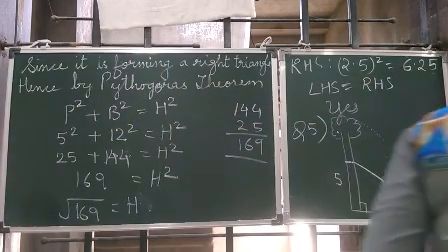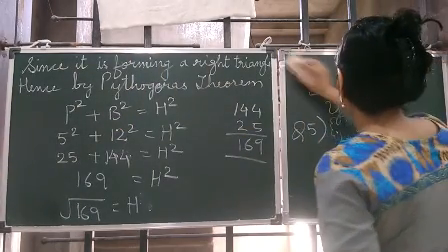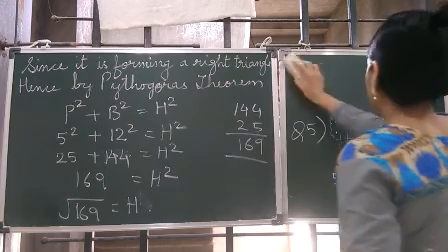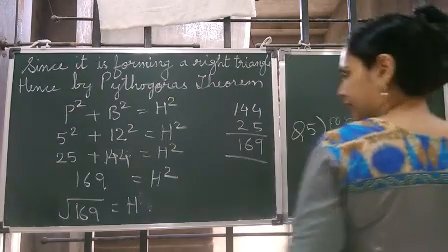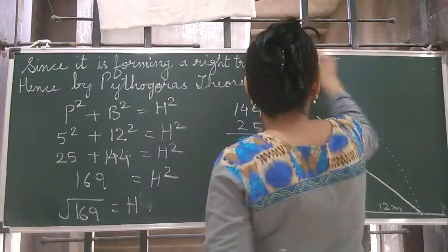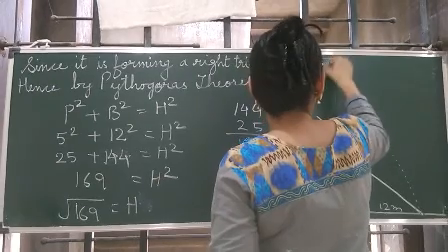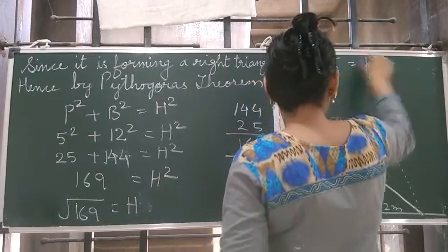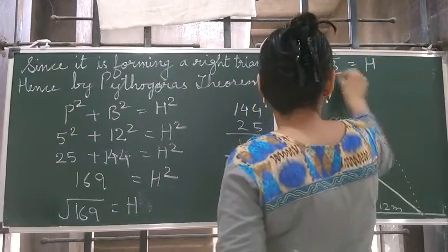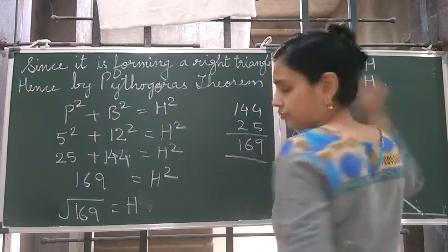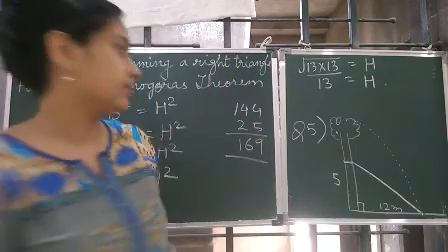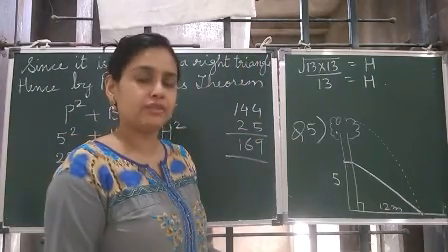169 is 13 into 13. 13 thirteens give us 169. So we write the root under root, so 1 will come out. So h is how much? 13 meters. Now we want to know the actual height of the tree.